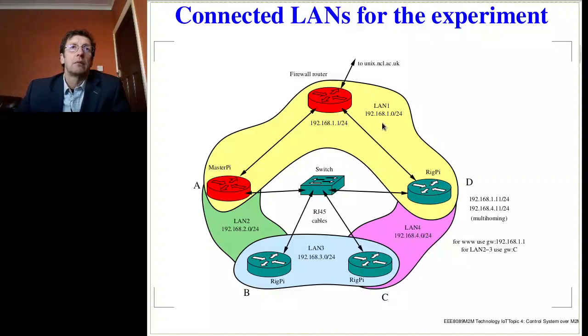I decided to give LANs names like LAN 1, 2, 3, and 4, and I gave the networks names which start with 192.168. It is a private range, right? And for LAN 1 it will be 1. For LAN 2 it will be 2. For LAN 3 it will be 3. For LAN 4 it will be 4. So it's quite easy to remember.